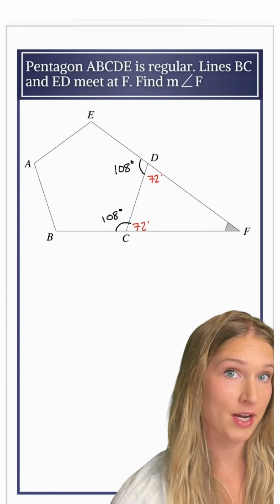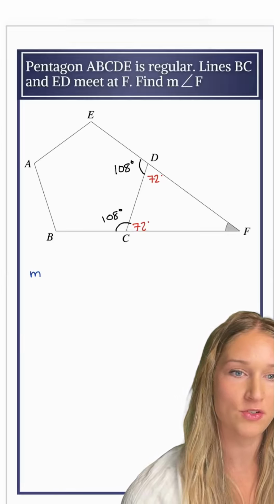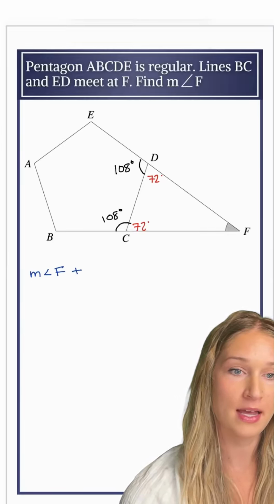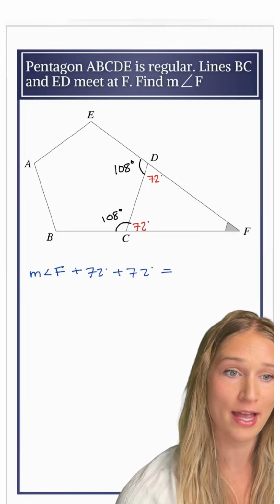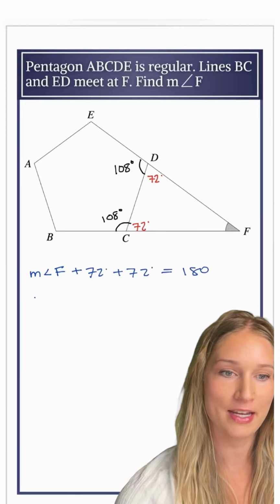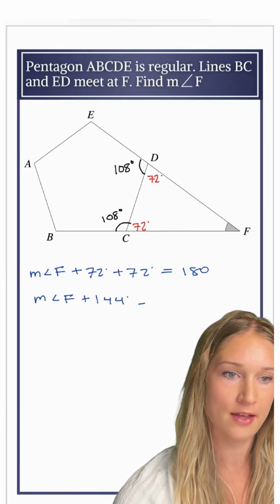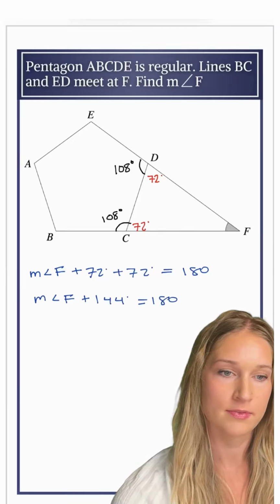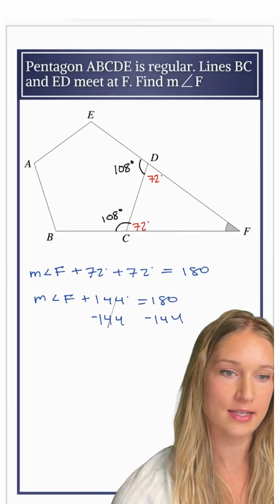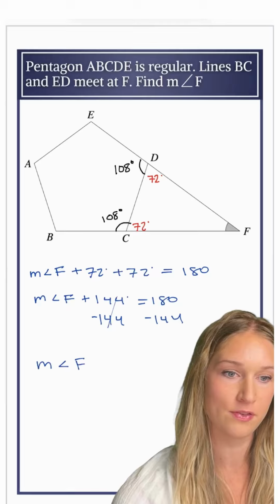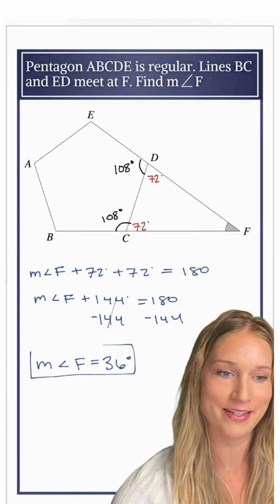I know that in a triangle, all 3 angles add up to 180 degrees, which means the measure of angle F plus those 2 other angles, which are both 72 degrees, all has to equal 180. So solving this, I can find the measure of angle F. Subtracting my 144 from both sides, I see that the measure of angle F is 36 degrees, and that is all.